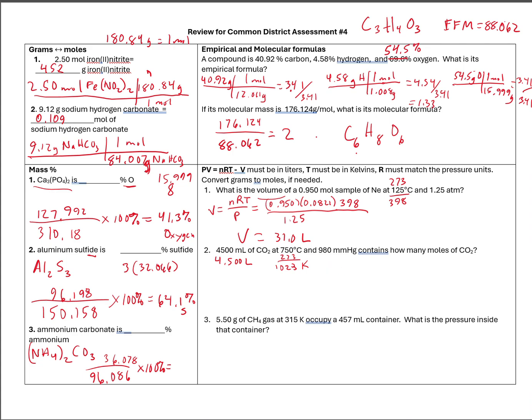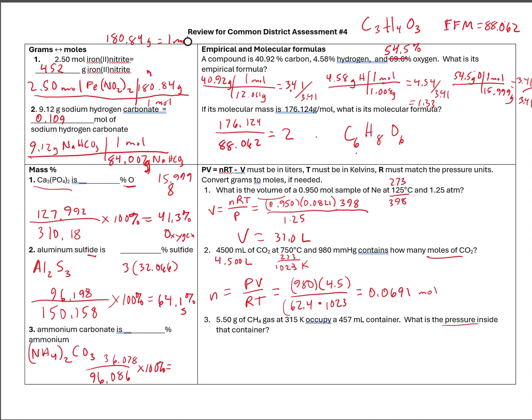And we can see that our R value is going to be the 62.4. So we're solving for moles. So the pressure is 980. The volume is 4.5. The R value is 62.4. And the temperature is going to be 1023. Therefore, the number of moles is 0.0691 moles.